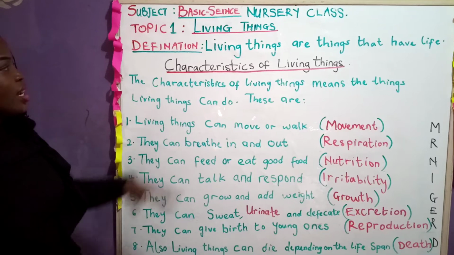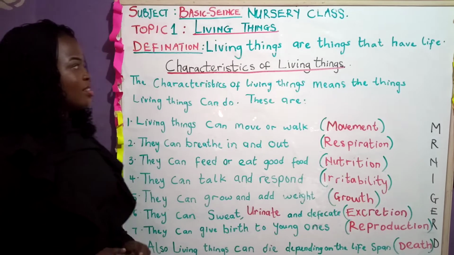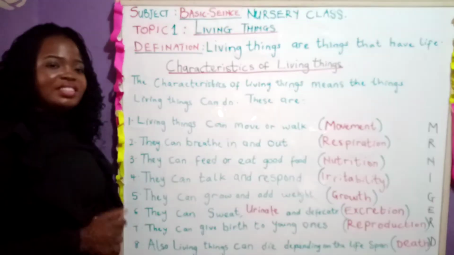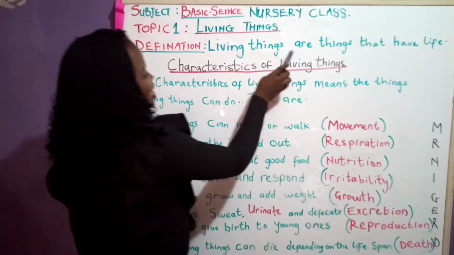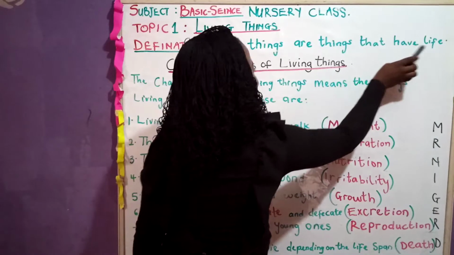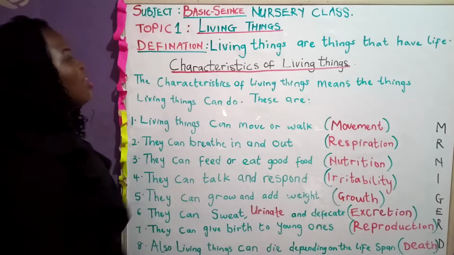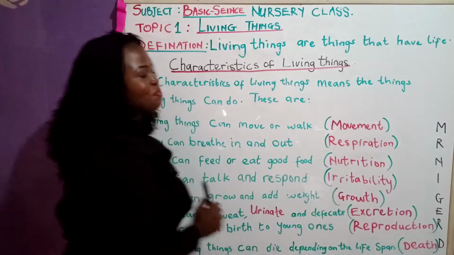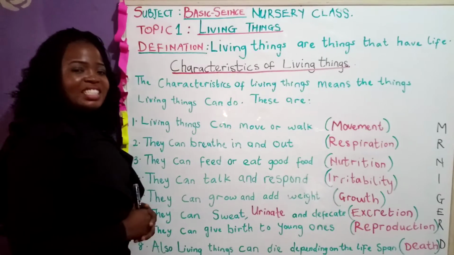Topic 1, Living Things. Now let's look into the definition of living things. What is living things? Living things are things that have life.